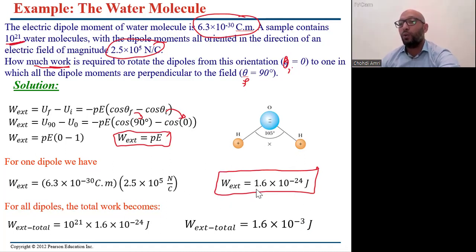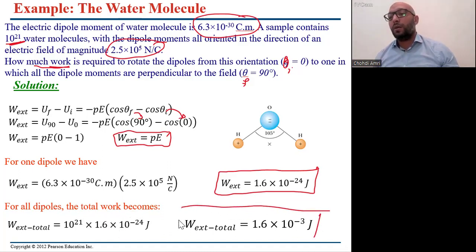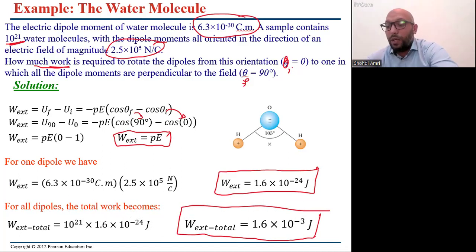So the work required to rotate one dipole will be multiplied by the total number of the dipoles, or of the molecules. For all dipoles, the total external work is 10^21 multiplied by 1.6 times 10^-24 joule. And we got the result: the external total work required to rotate the dipole from theta equal 0 to theta equal 90 is 1.6 times 10^-3 joule.